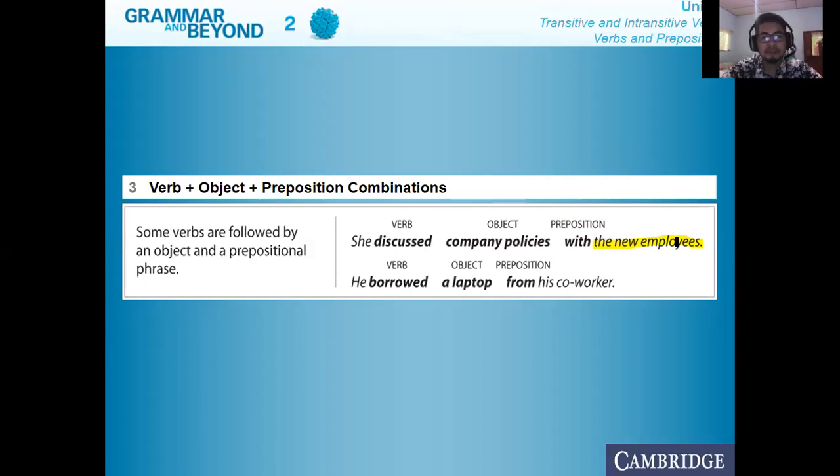She borrowed a laptop from his co-worker. She borrowed what? A laptop. That is the object that we are talking about. Therefore, remember, that is a transitive verb. And then we have from whom? From his co-worker. We have the preposition from, and then after that, we have the noun that is the object of that preposition. So remember, after a preposition, you normally will have another noun, because that's how prepositional phrases work.